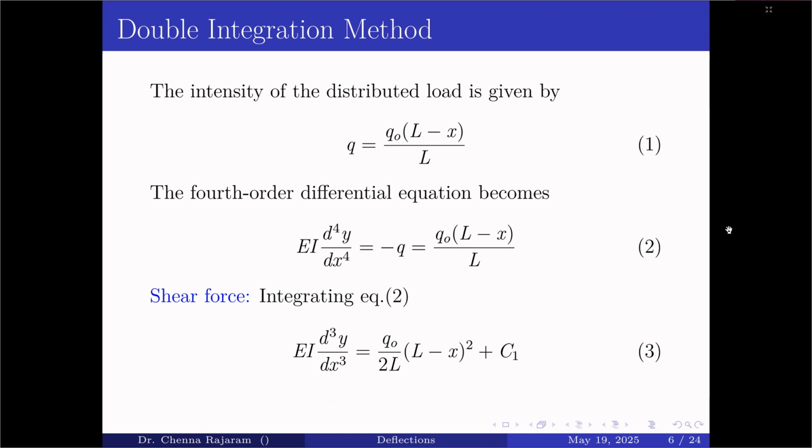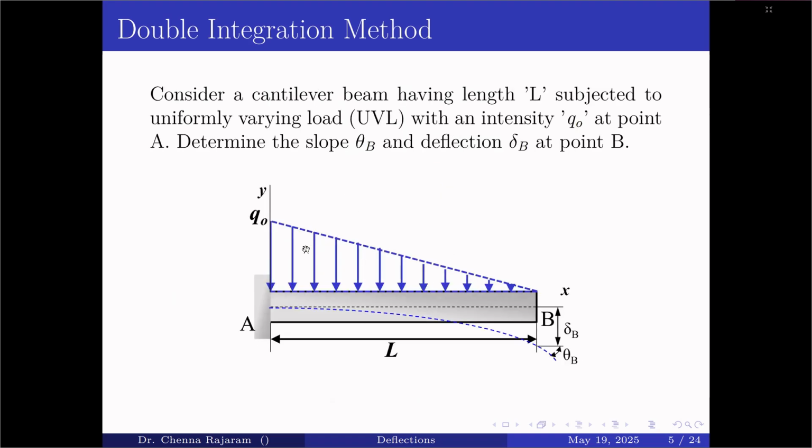First, we'll calculate the intensity of the distributed load at a distance x. Now, how to measure the distance x? The distance x is measured from point A. So you can take any distance from point A to point B as the distance x. If x is equal to 0, that means at point A, x is equal to 0. At point B, x is equal to L.